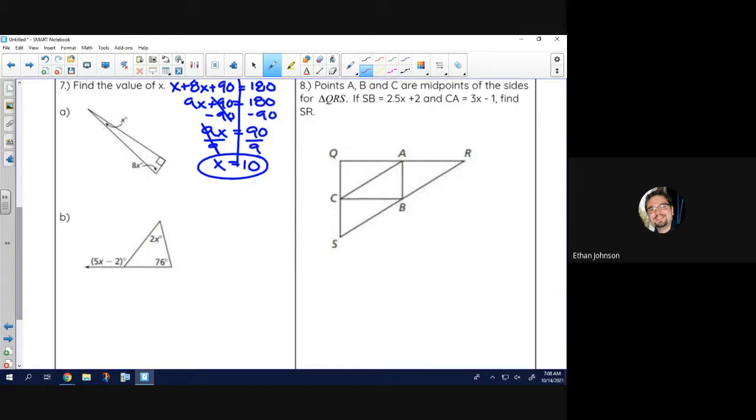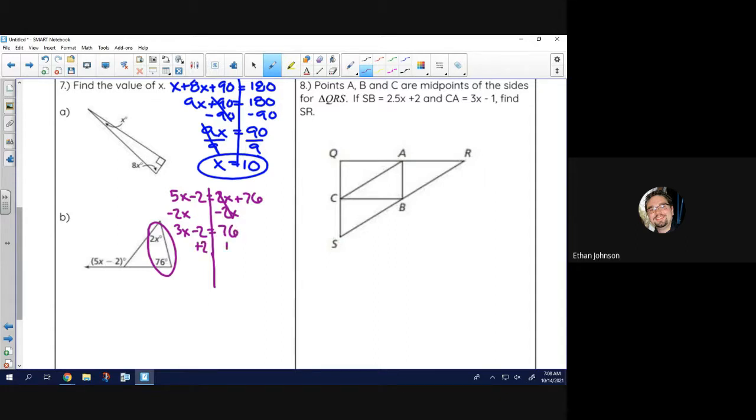B is our exterior angle sum theorem. It is our exterior angle equals our two far interior added together. In other words, 5x minus 2 equals 2x plus 76. We have an x on both sides, so I'll subtract the smaller, so minus 2x from both sides. So 3x minus 2 equals 76.